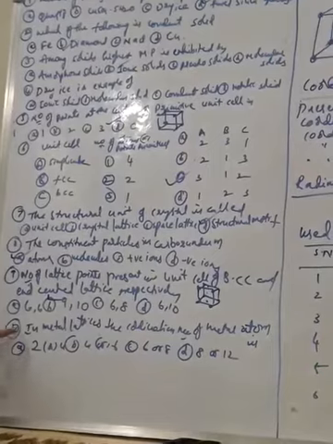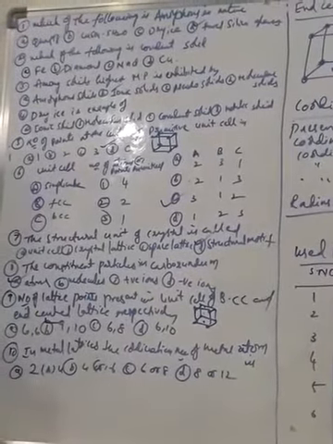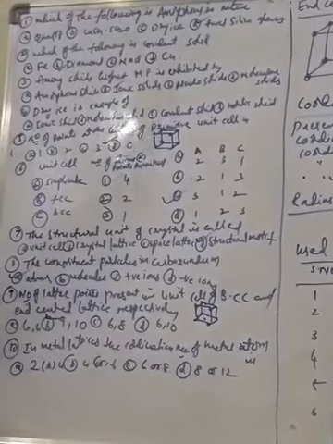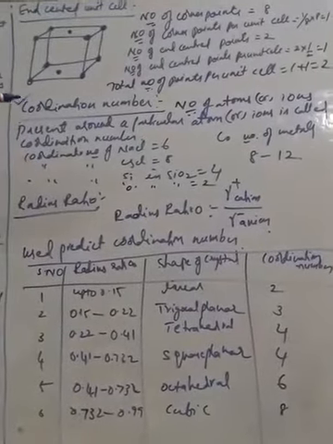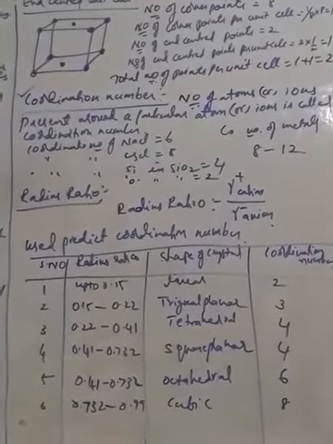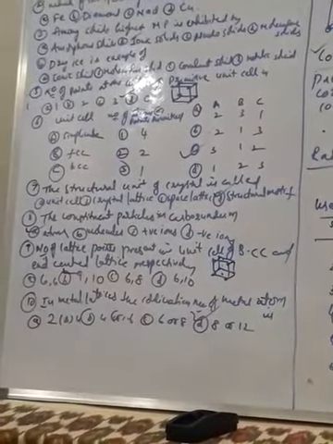Then, in metallic lattices, the coordination number of a metal atom. The coordination number of a metal atom in metallic lattices, I just told you about coordination number, lies between 8 to 12. So here, 8 or 12.